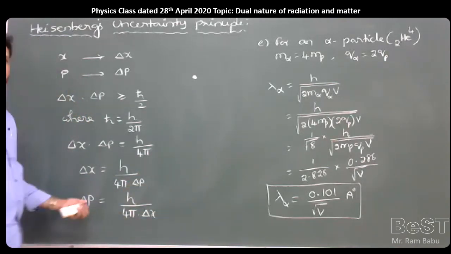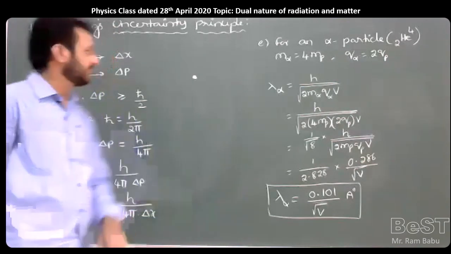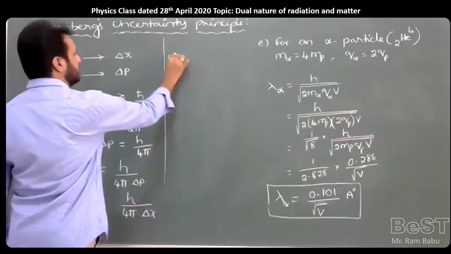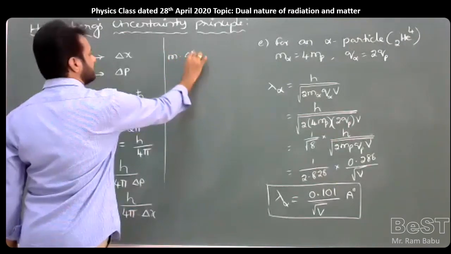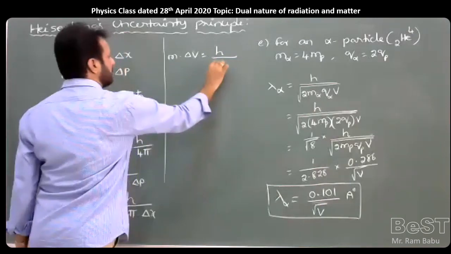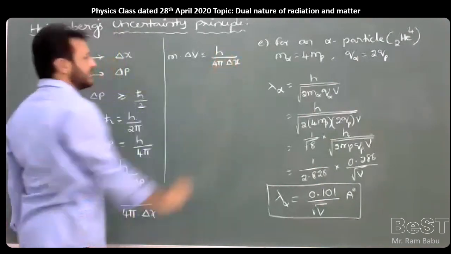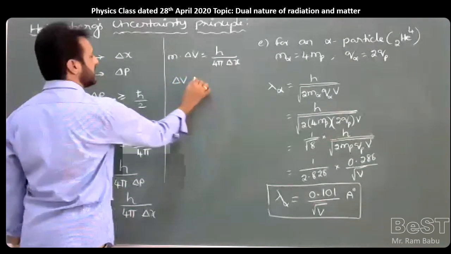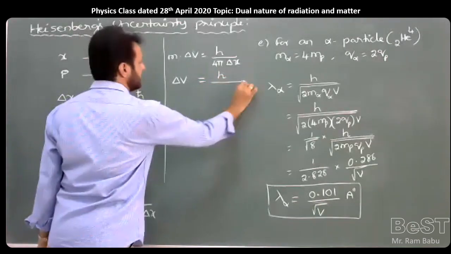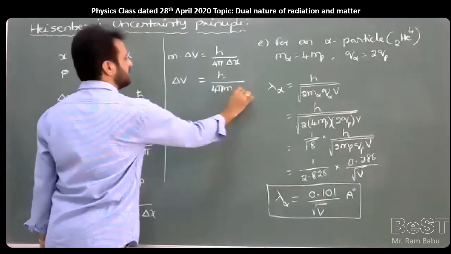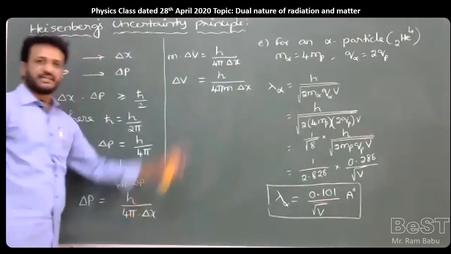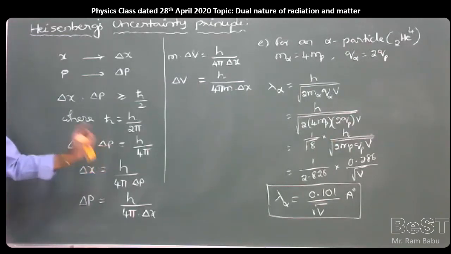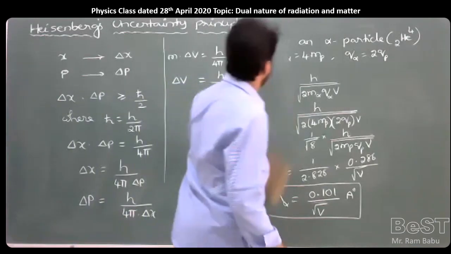But we know momentum is the product of mass and velocity. So we can write delta p as the product of mass and change in velocity of the particle, m delta v, which is equal to h by 4 pi into delta x. Take m to the right side also. Then the error in the velocity of the particle, delta v, is equal to h by 4 pi m into delta x. So with this we can calculate the different parameters: the error in velocity, the error in momentum, and the error in position of the particle.